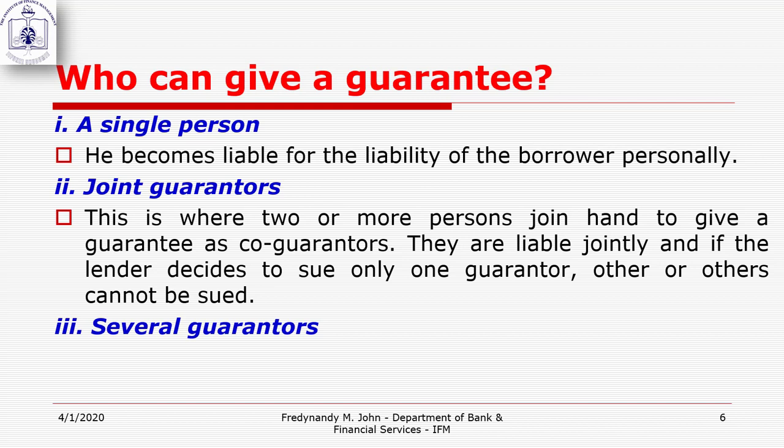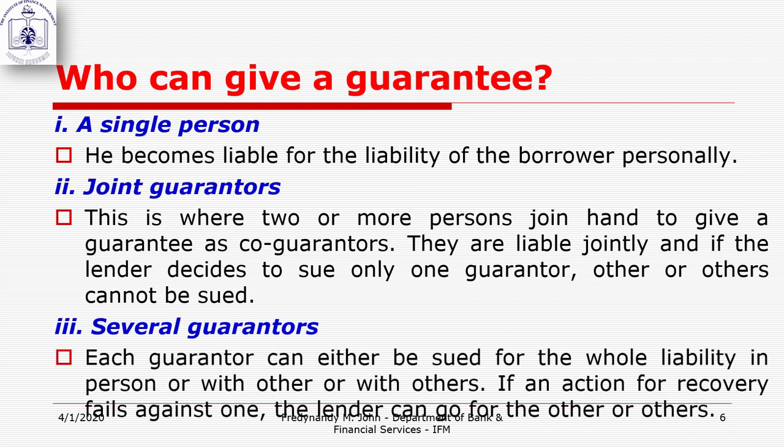Then we have several guarantors. Now, each guarantor can either be sued for the whole liability in person or with others or without others. If an action for recovery fails against one, the lender can go for the rest of the guarantors. That is the meaning of several guarantors. Remember again, under several guarantors, we'll have more than one person guaranteeing that particular loan. And in case of default on the part of the principal debtor, the banker can go after these guarantors.